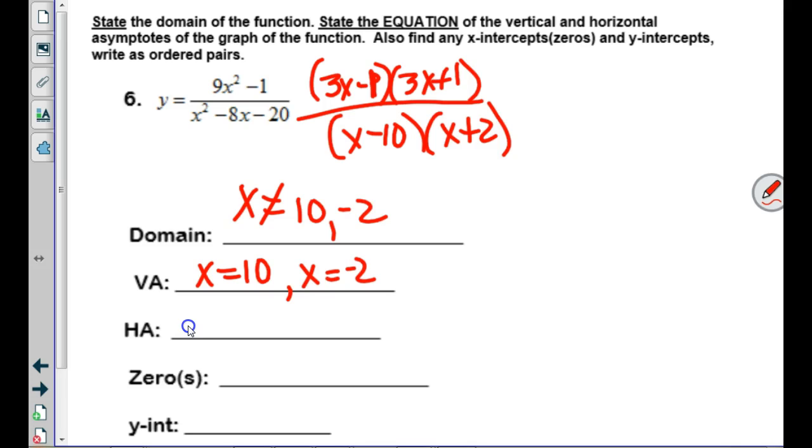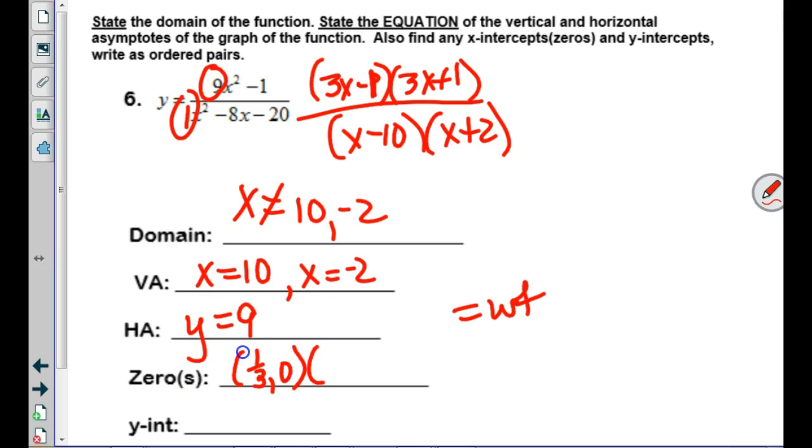Horizontal, it's equal weights, right? So it's y equals leading coefficient over leading coefficient. And don't just write a 9. It's an equation. They're all equations. Okay, zeros. What makes the top 0? 1/3, 0 and -1/3, 0. It says write them as ordered pairs, so be careful that you follow the directions, okay?